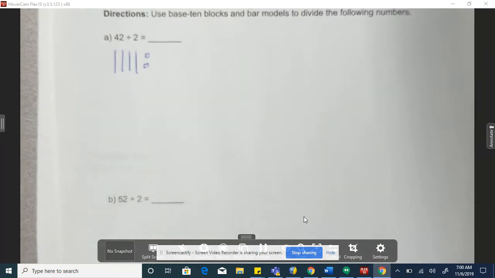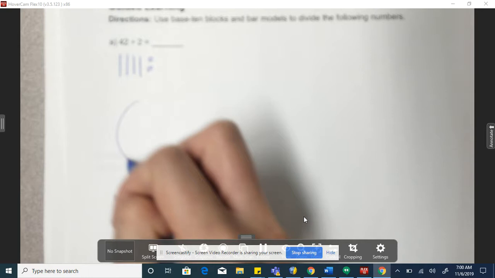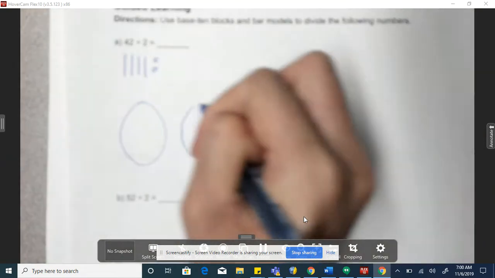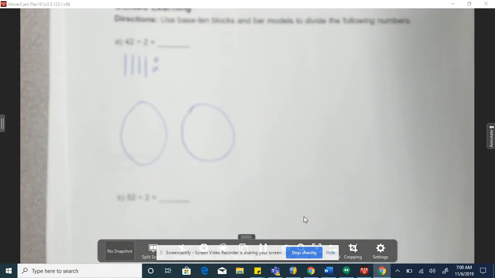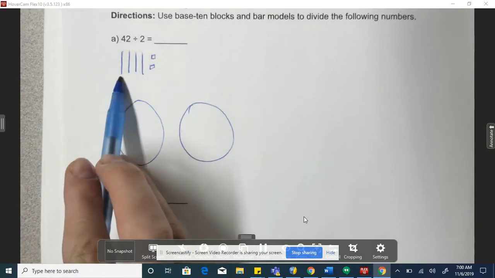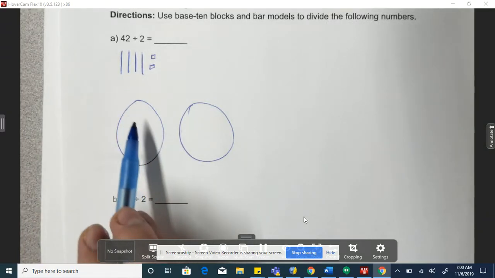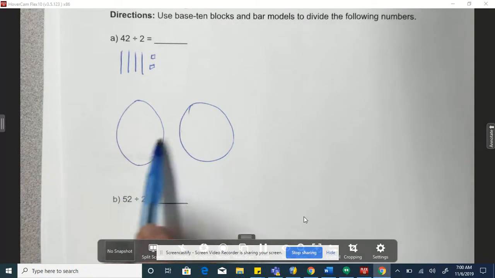I'm dividing by 2, so that means I need 2 groups. Sorry, it's being so blurry. But I'm going to draw 2 groups. 1, 2. As I'm distributing my 42, I'm going to be crossing them off. I need to make sure that there's an equal amount in each group.